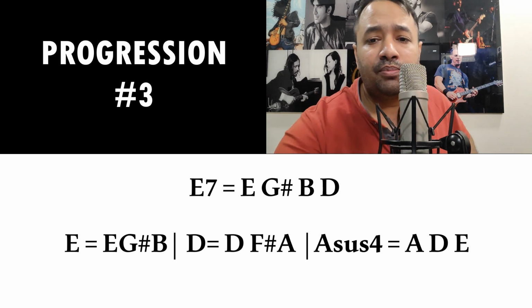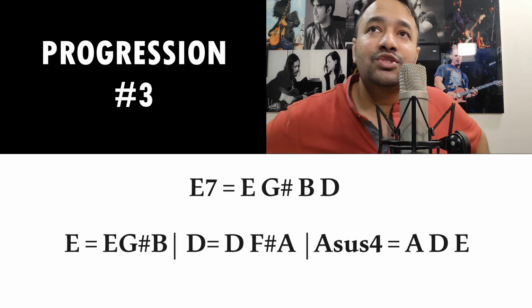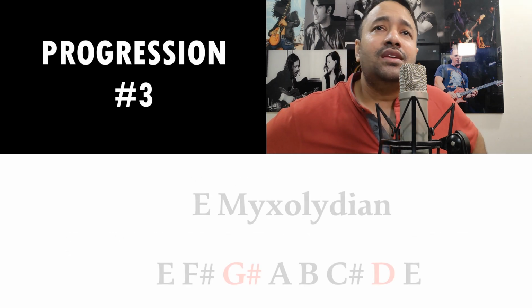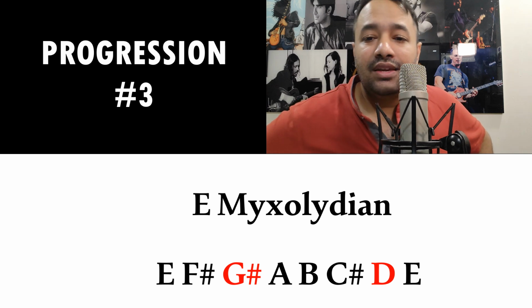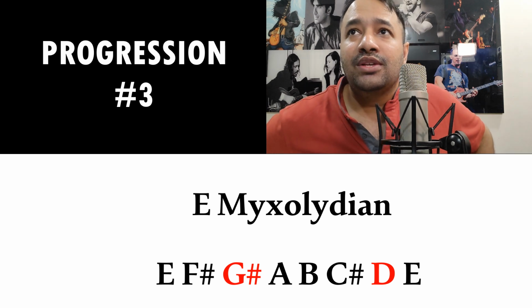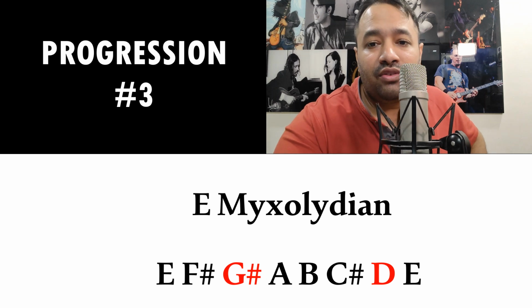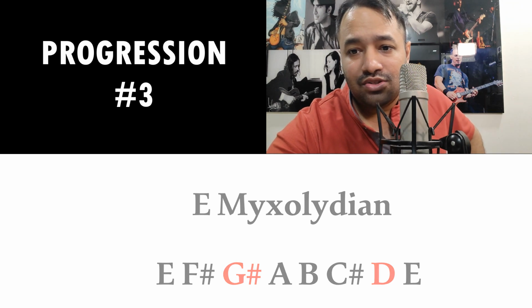So when we put all these notes together, we get this scale, which is known as the E mixolydian scale, which is E, F sharp, G sharp, A, B, C sharp, D, the D note, and then the E. So this is known as a mixolydian scale. And when we harmonize this, you will see these chords.